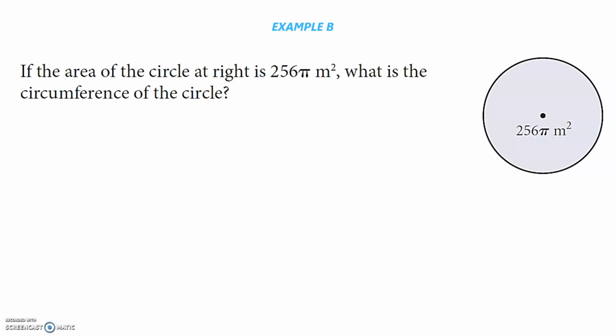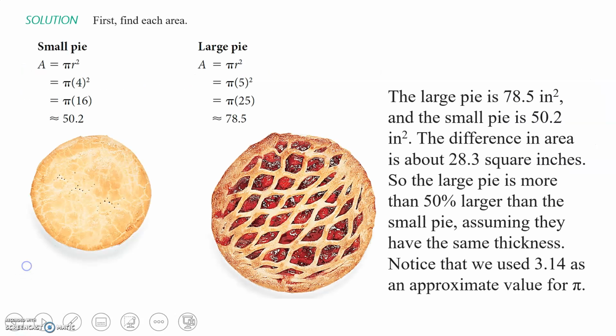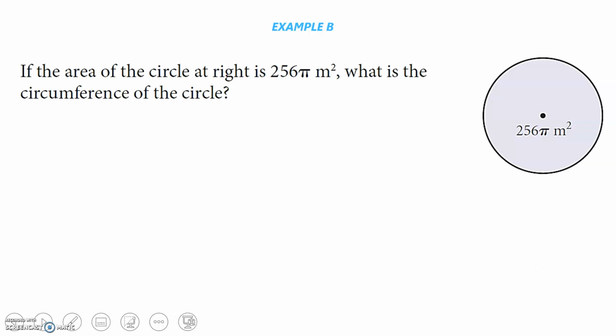If the area of the circle at the right is 256 pi square meters, what is the circumference of the circle? Well, they're asking for the circumference. So I'm going to say circumference is equal to 2 pi r. Okay, circumference is equal to 2 times pi times the radius. They're not telling me the radius here. They're telling me what the area is. So I'm going to back up.